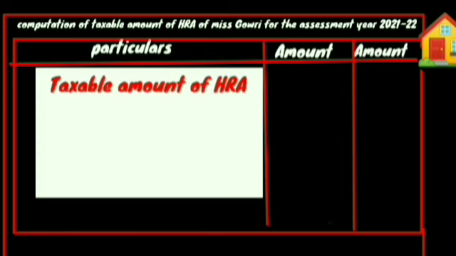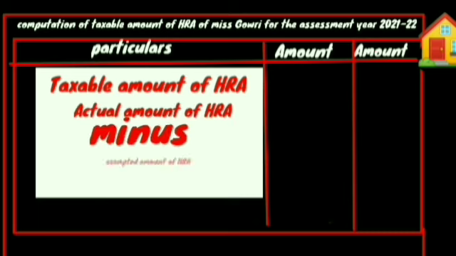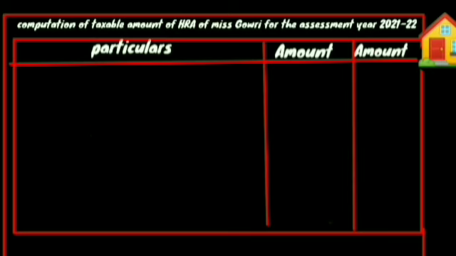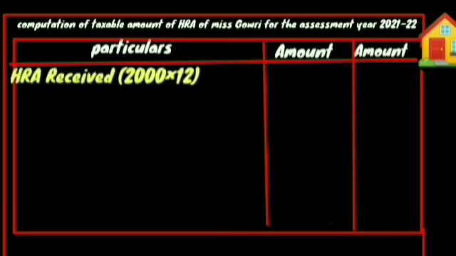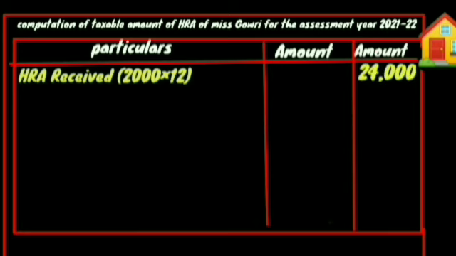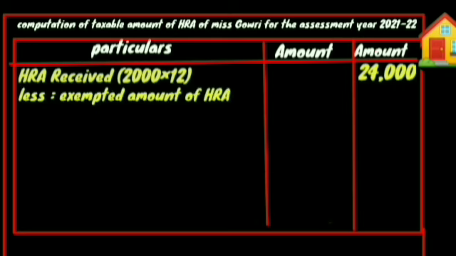Write the heading as Computation of Taxable Amount of HRA of Ms. Gauri for the assessment year 2021-22. Draw 3 columns, 1 particulars column and 2 amount columns. As we all know, taxable amount of HRA is actual amount of HRA minus exempted amount of HRA. First item will be HRA received for 1 year, in brackets 2000 into 12 is equal to rupees 24,000. Next, write as less exempted amount of HRA.